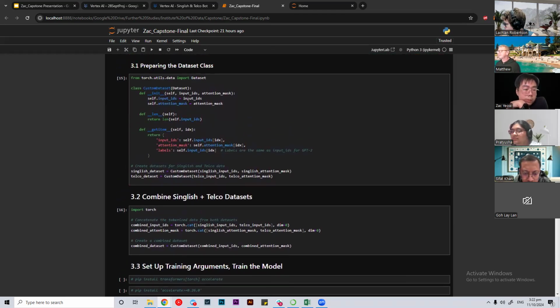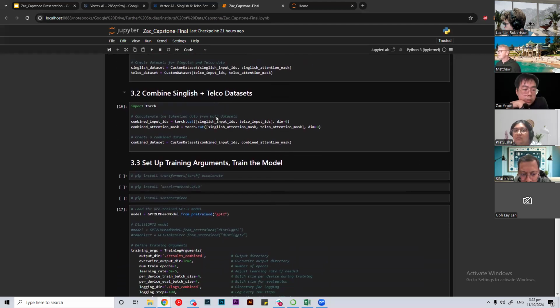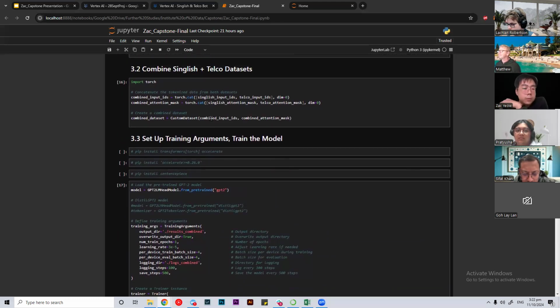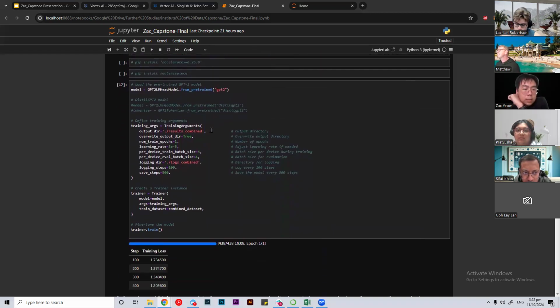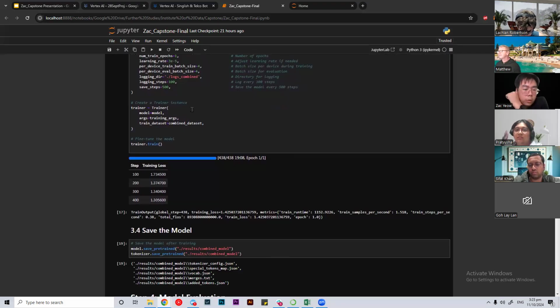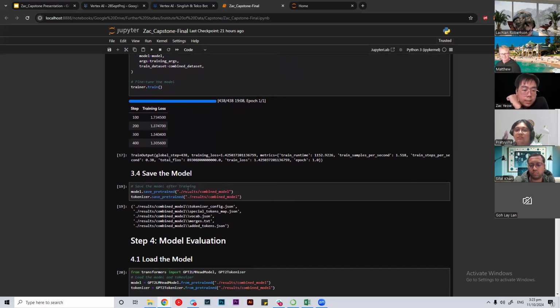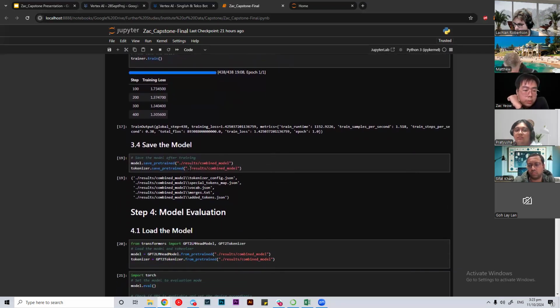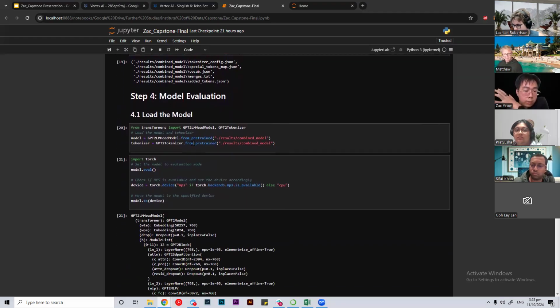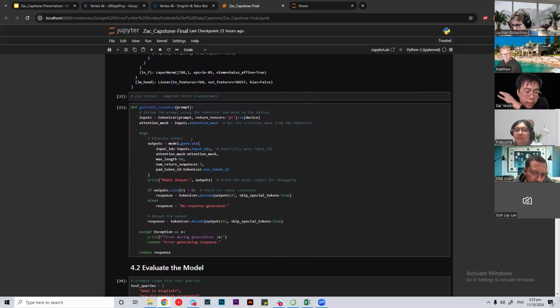Right, so using PyTorch, I combine the data set, then train with PyTorch. So this is where all the training arguments are. The epochs are here, so that's usually what takes longer. The more epochs, the longer it takes. Then I'll save the model, so I can show you later where it's saved. At any time after that, I can load the model out, and then generate a response.